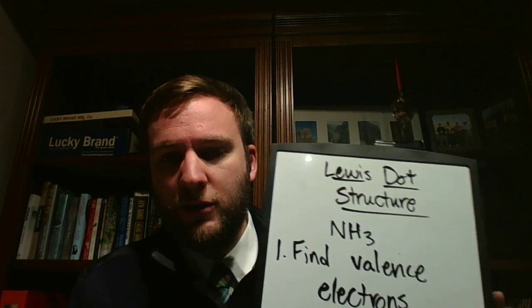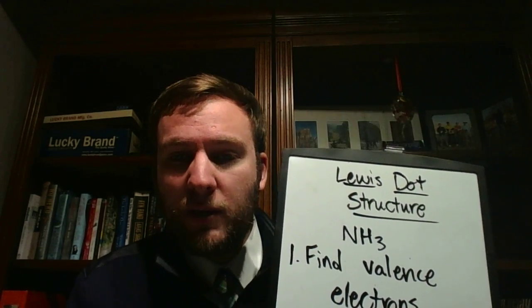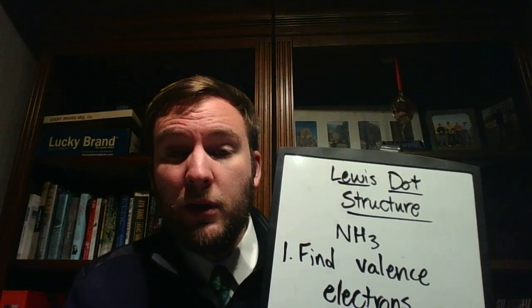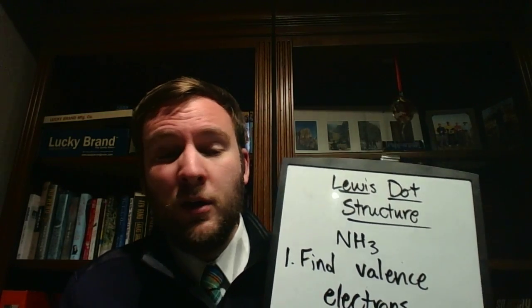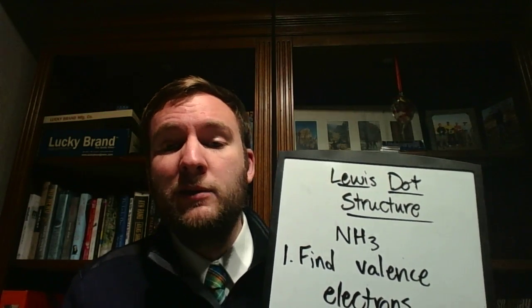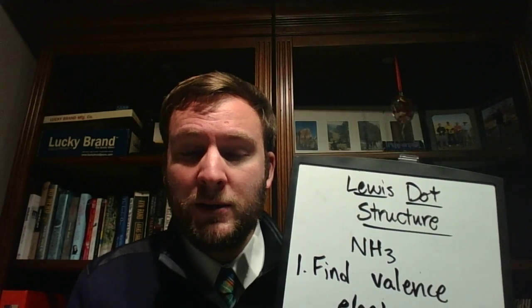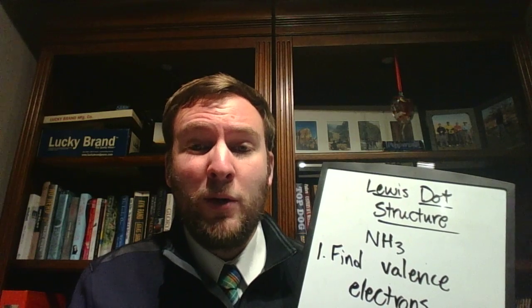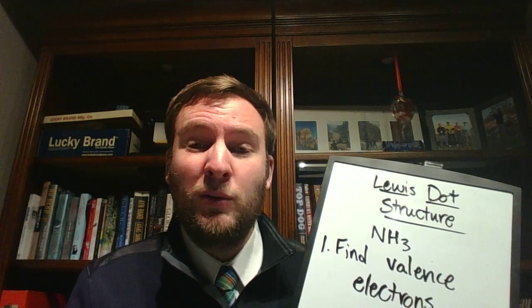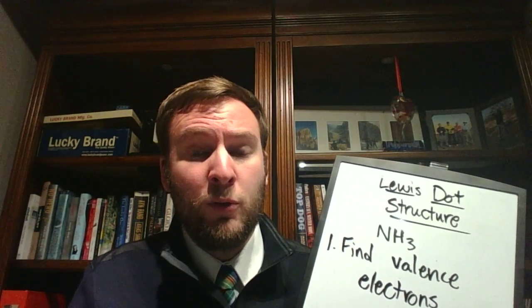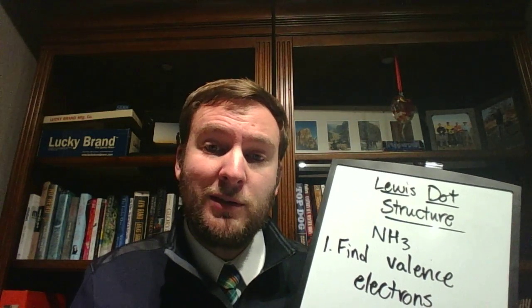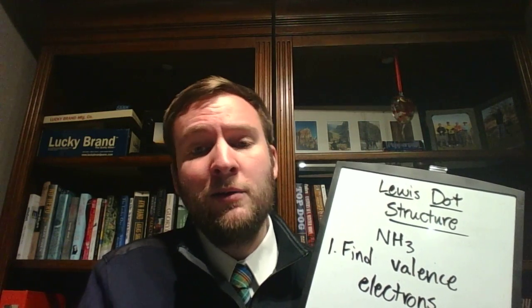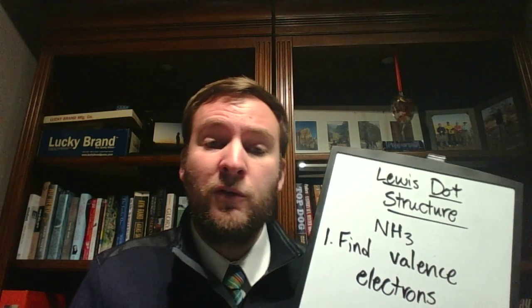The very first thing we have to do is take each element and find its valence electrons. You can do that by looking at the periodic table to see which group it's in, or you can see how many spaces away it is from a noble gas. The further away you get from a noble gas, each step is minus 1 electron. So the group right next to the noble gases has 7 valence electrons. One more group away, 6 valence electrons, and so forth.